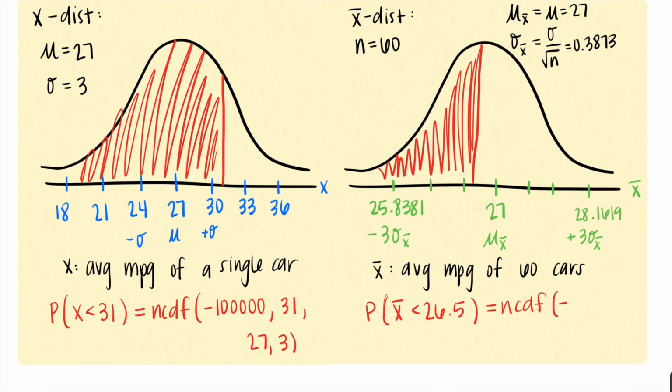A minimum value of negative 100,000 will work, a maximum value of 26.5, and then the mean and standard deviation should again correspond to the curve that I'm using. The mean is still 27, and my standard deviation this time is sigma sub x bar. And so I should have 0.3873.